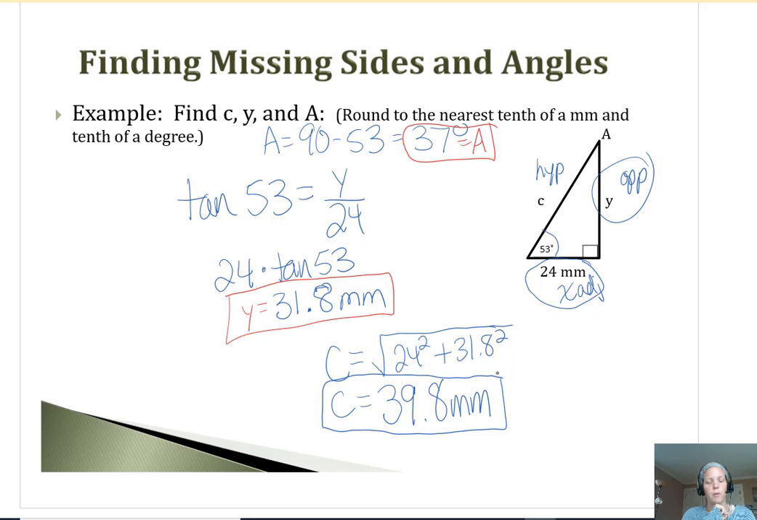And let's see if this all seems about right. 24 is across from 37 degrees. That's the smallest side. The hypotenuse is the biggest side. So it all seems reasonable.